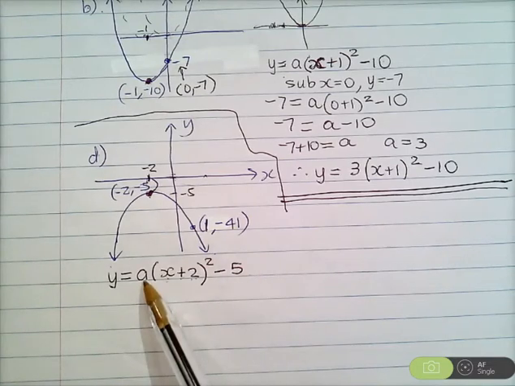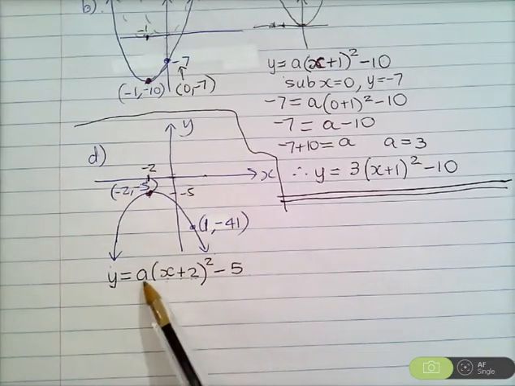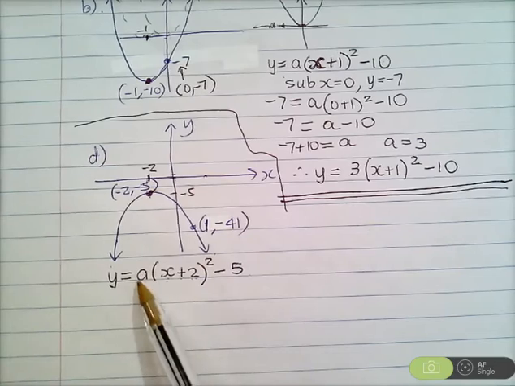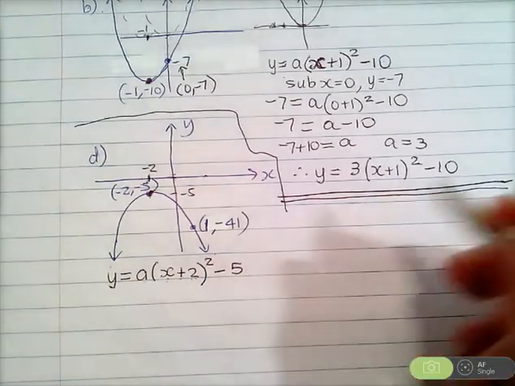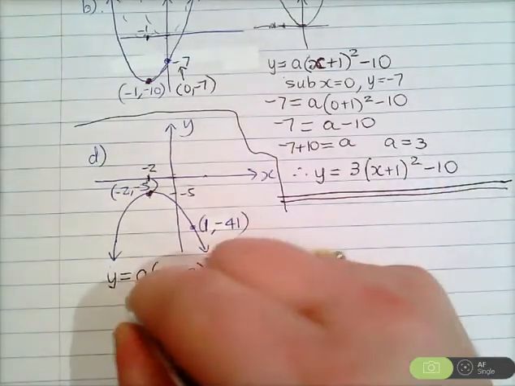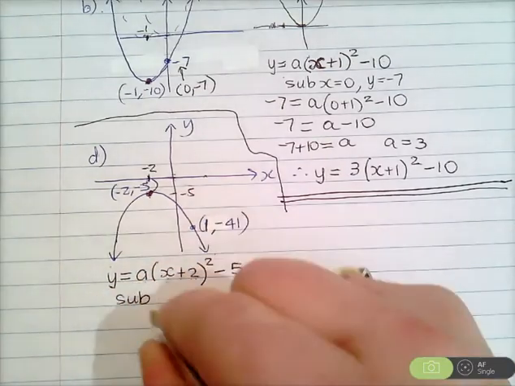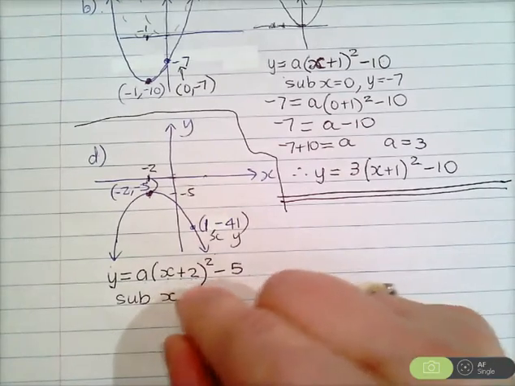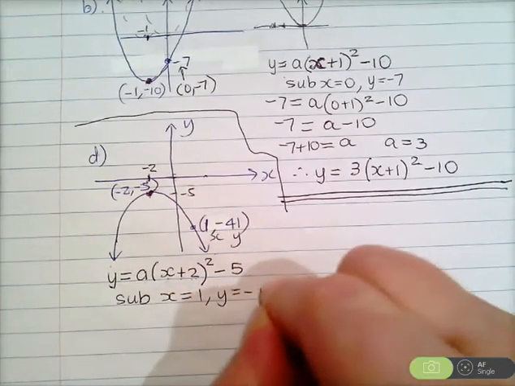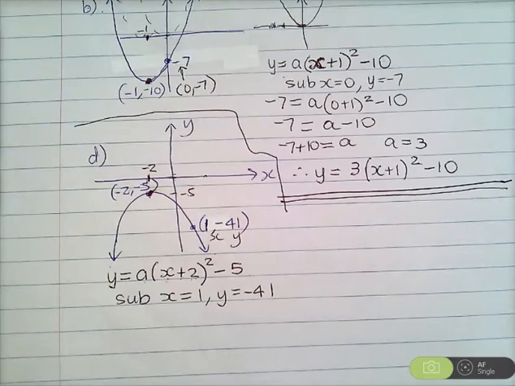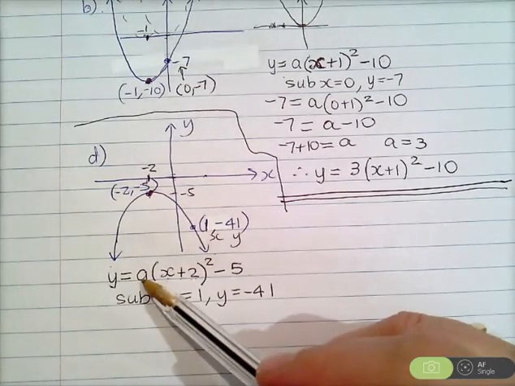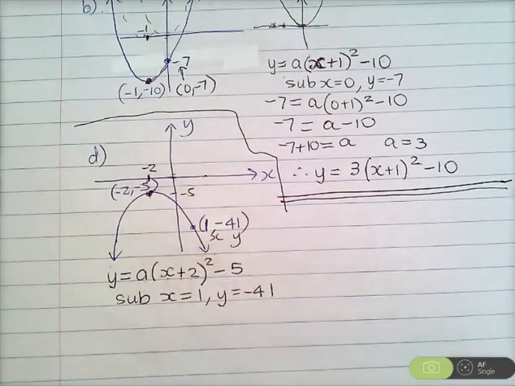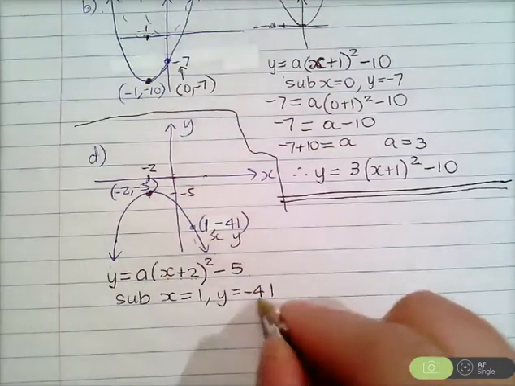So the general form of our equation is y equals a(x plus 2) squared minus 5. You must put this a here. It's really common that people forget it, because it lets us work out how steep the graph is. Now we substitute this other point, as long as it's not the vertex. Substitute x is 1, y is -41 into the equation, and we should get that a is negative in this case, because it's concave down. Let's see what we get.